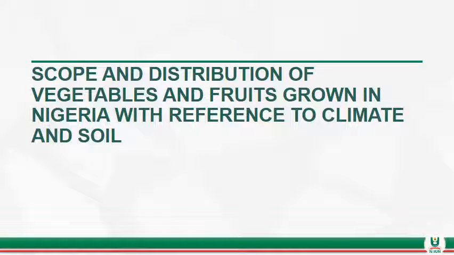Right now, we'll be talking about the scope and distribution of vegetables and fruits grown in Nigeria with reference to climate and soil. How are fruits and vegetables being distributed across the country with reference to the climatic factors and the soil factors?